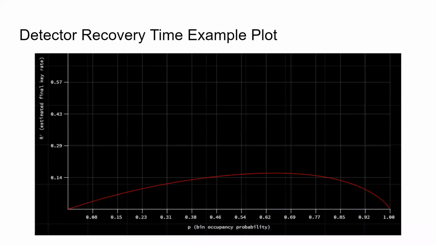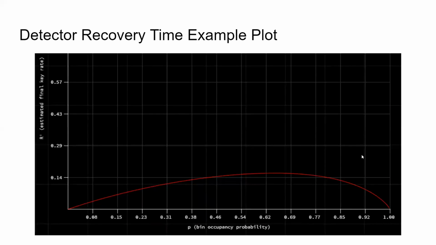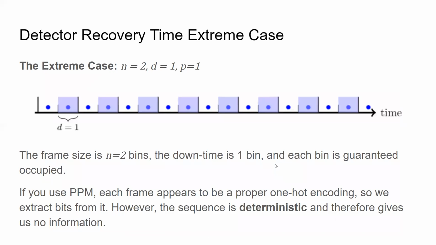So in order to start to get an intuition for how this key rate can actually drop down to this value when you do consider downtime, this perceived key rate, we can consider this extreme case of n equals 2, d equals 1, and p equals 1. So that means we have a frame size of 2 bins. Each downtime lasts for 1 bin width, and the probability that a bin is occupied is 1, which means that all bins should be occupied. But since downtime is d equals 1, the detector will see every other bin as being unoccupied, and so the bit stream we'll get is just something like 10, 10, 10, 10, and so on.